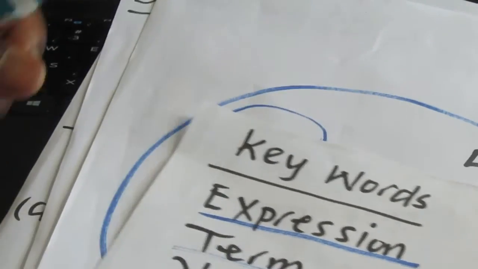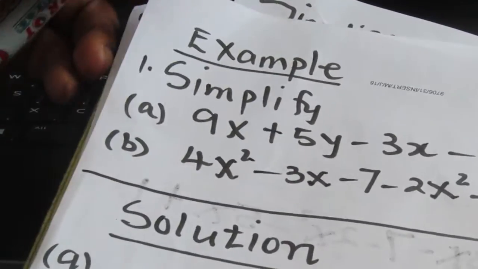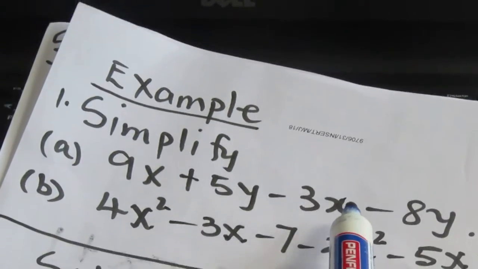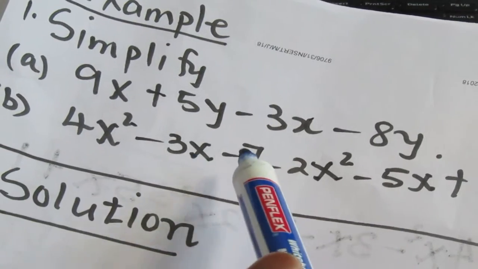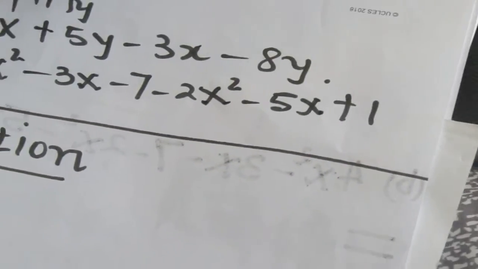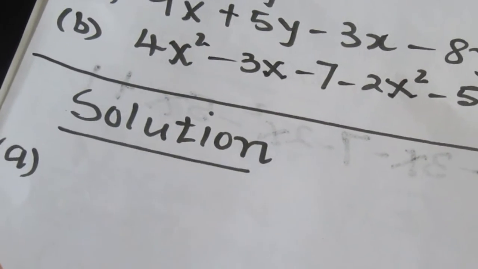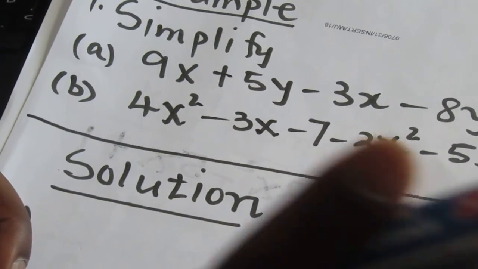Okay guys, now we want to look at how these expressions are simplified. So let us look at an example. Example, simplify: a) 9x plus 5y minus 3x minus 8y; b) 4x squared minus 3x minus 7 minus 2x squared minus 5x plus 1. Right, the solution. So I'm going to explain how algebraic expressions are simplified by means of an example. Okay, we are going to proceed guys.